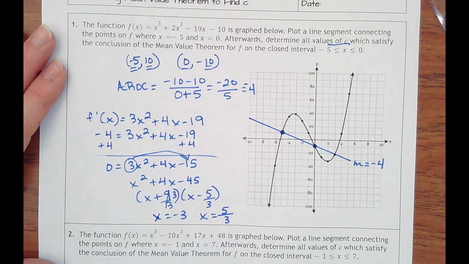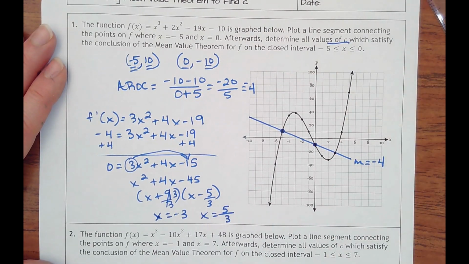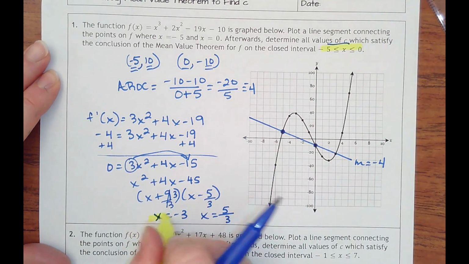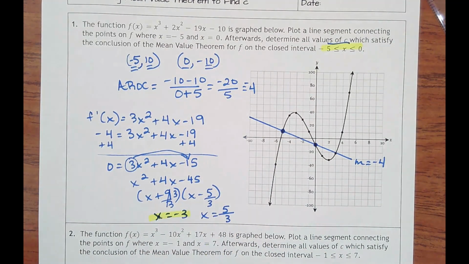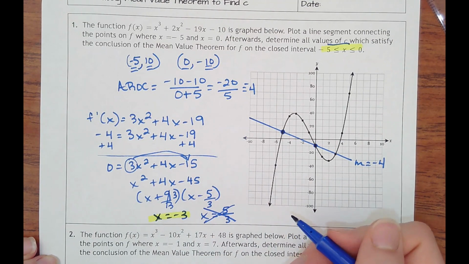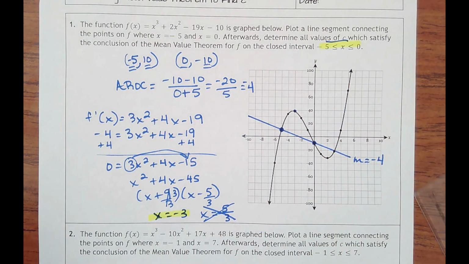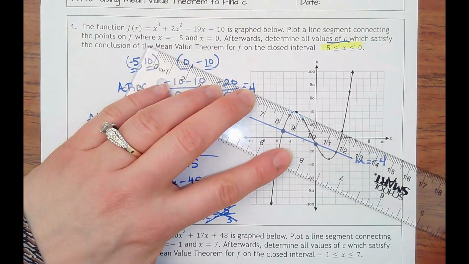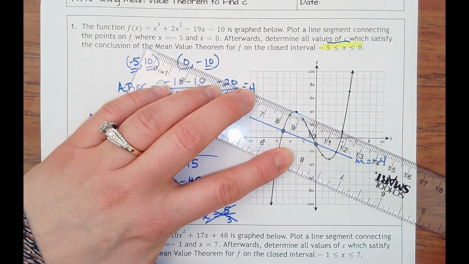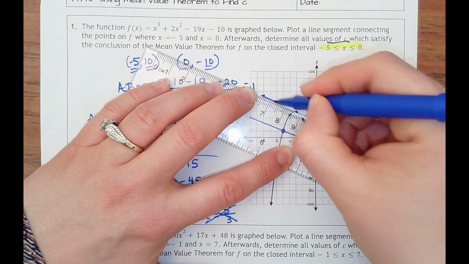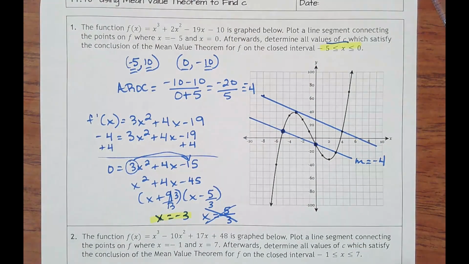Okay, so looking at your domain, we have to stay between x values of -5 and 0. So -3 works, but 5/3 is too big, so that one's out. And if you look here, I could already kind of tell that at x is -3, it looks like it would have the same rate of change. So pretty cool.